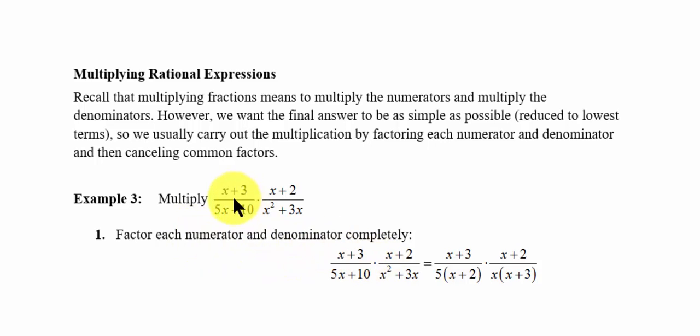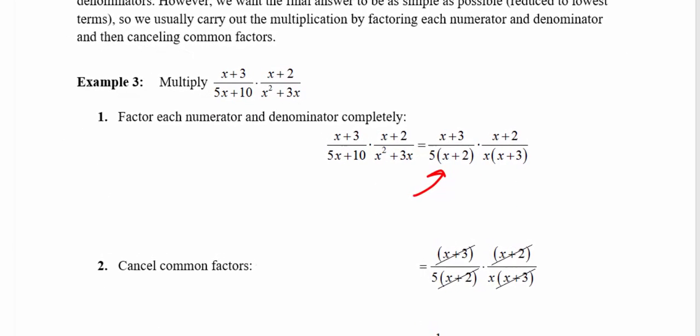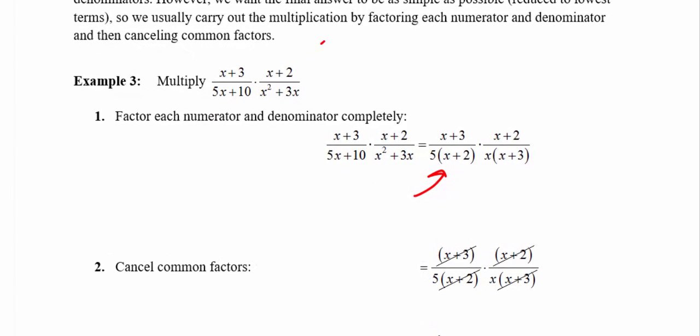completely. All right, so the first term, x plus 3, there's nothing we can do there. But the bottom piece, this 5x plus 10, we can factor to 5 times the quantity of x plus 2. And the second piece, the x plus 2 on the top, there's nothing we can do there. But the x squared plus 3x can be factored to the quantity of x plus 3 times x.